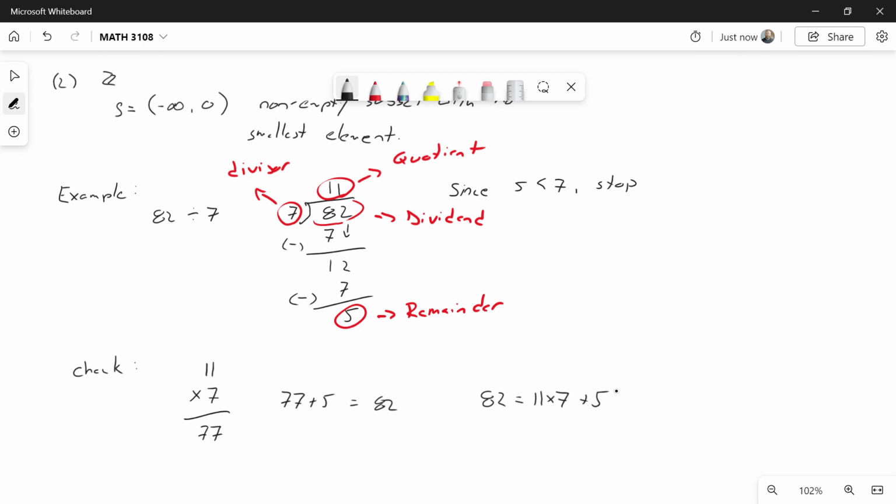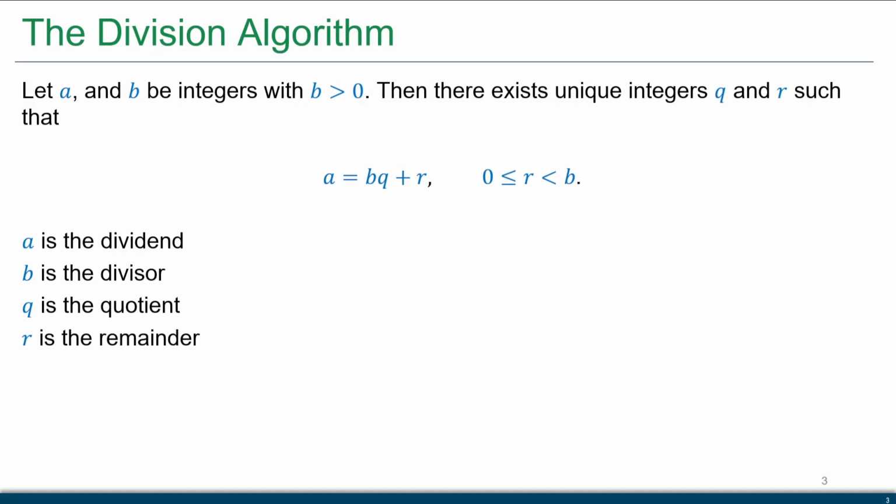That's the division algorithm. Like I said, we've been doing this since grade school, but we might not have formally defined it at this point in time. In the next part of the video series for this lesson, we're going to actually prove the division algorithm. So we'll see you at that point.